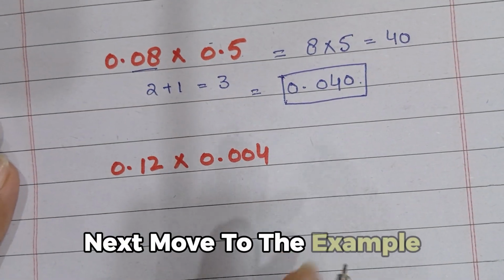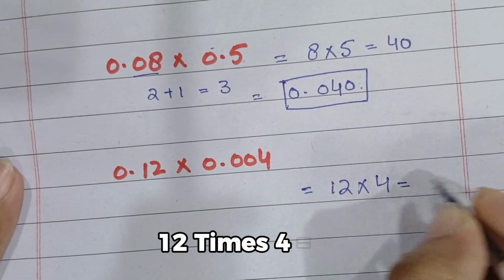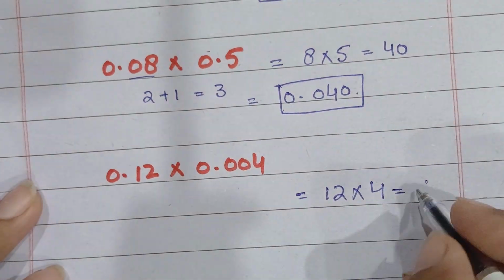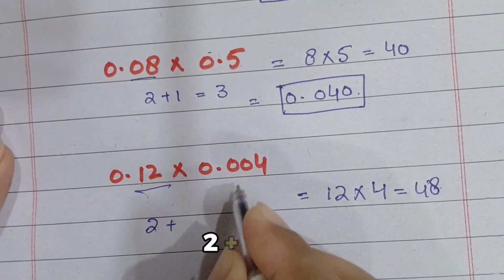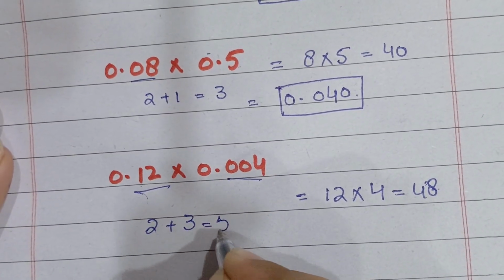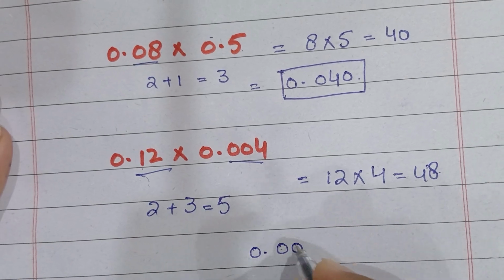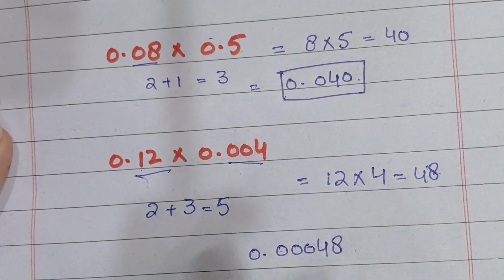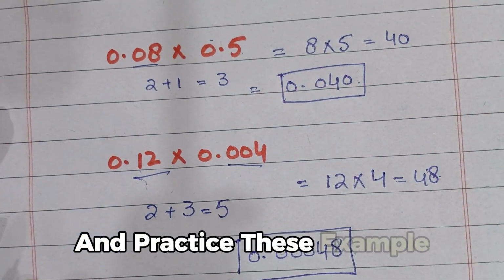Next, move to the next example. First, multiply the numbers: 12 times 4 is 48. Now calculate the digits: 2 plus 3 is 5. Now write the final answer, 0.00048. You can confirm these answers with the calculator and practice this example.